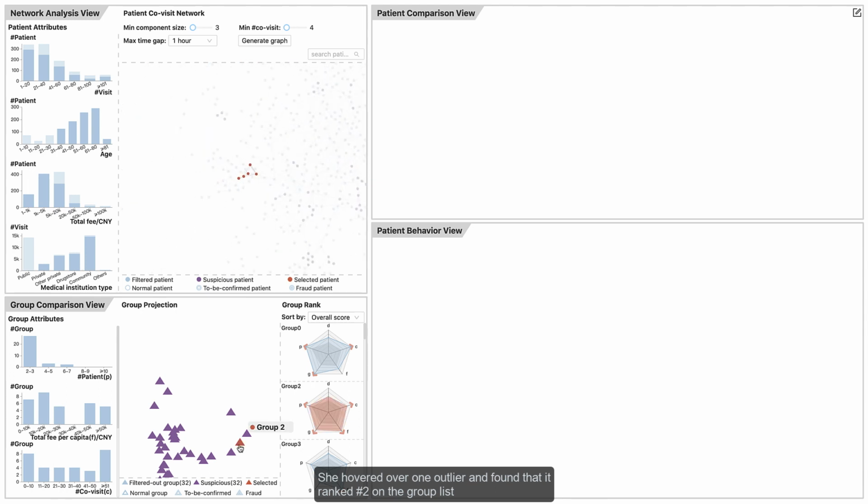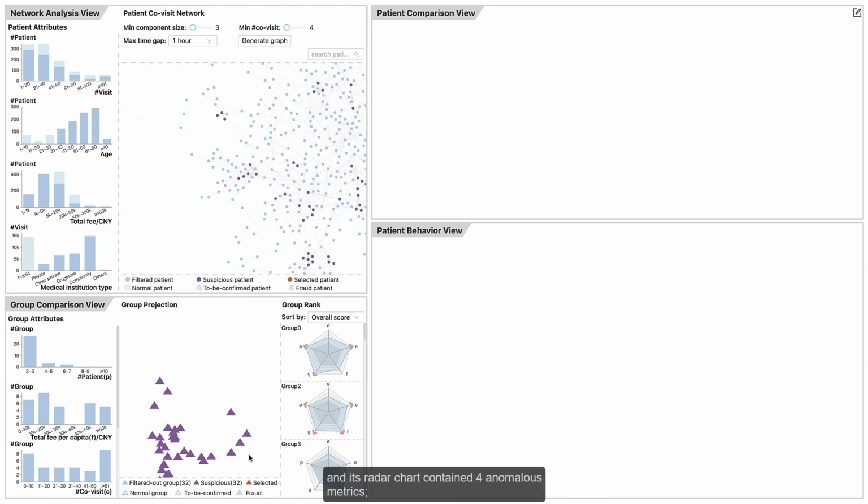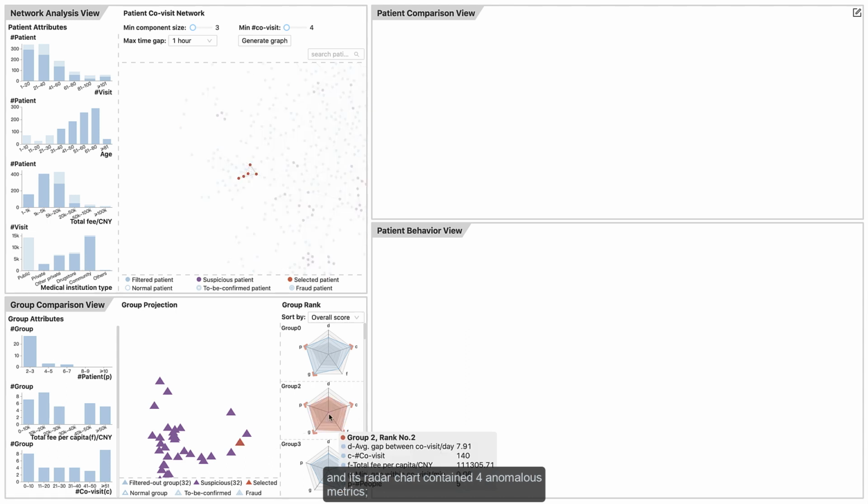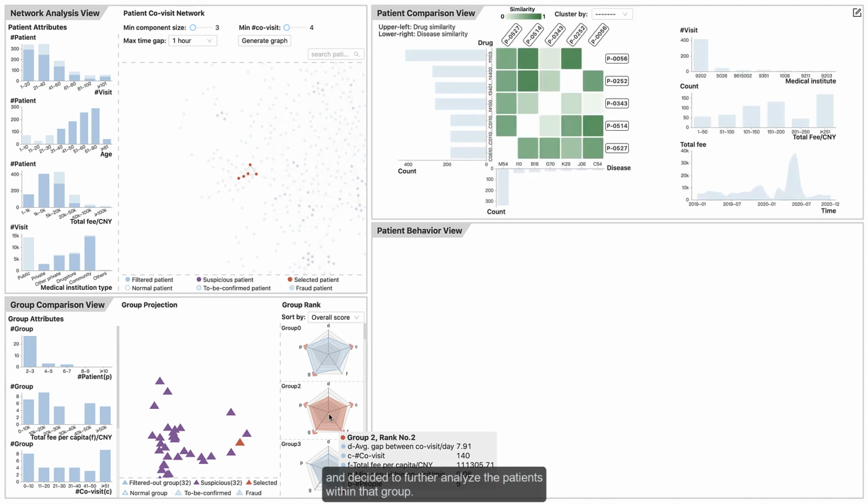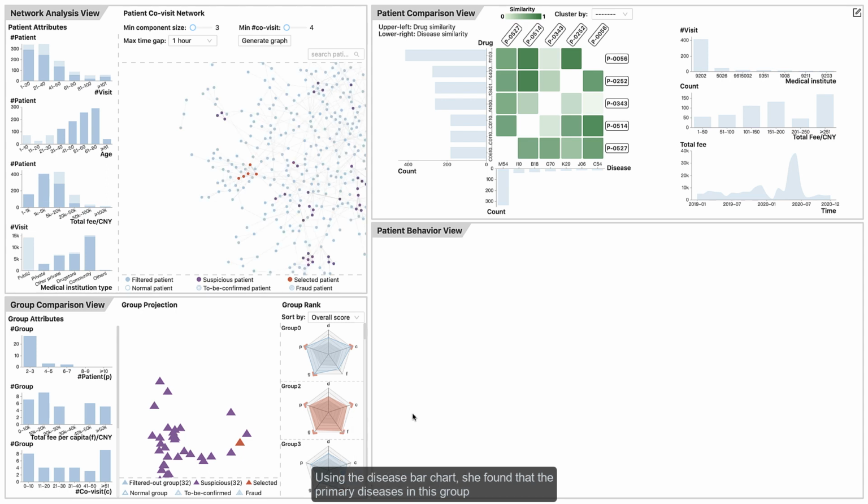outlier and found that it ranked number 2 on the group list and its radar chart contained 4 anomalous metrics. For example, its number of co-visits reached 140. So she clicked on that radar chart and decided to further analyse the patients within that group. Using the disease bar chart, she found that the primary diseases in this group were chronic diseases such as back pain and hypertension. The top 5 drugs purchased included acupuncture, traditional Chinese fumigation medicine, and Kaianghu, consistent with chronic diseases.